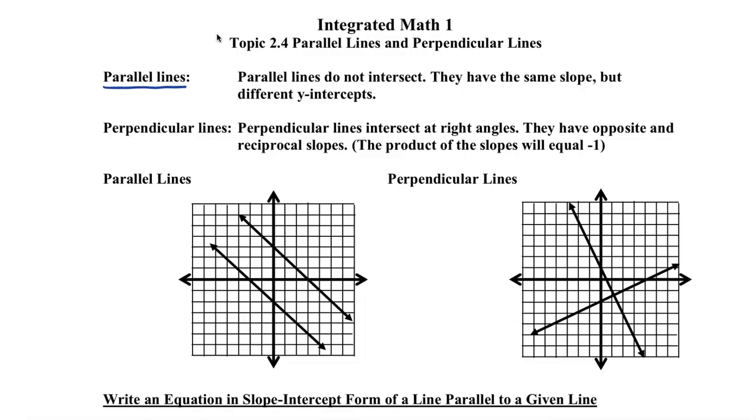Parallel lines are lines that never intersect. So you see them like this, and then like that, right? They never cross. They're going to have the same slope. That's a very key component: they have the same slope, but they have different y-intercepts. The symbol for parallel lines, you'll see this. So that's the symbol.